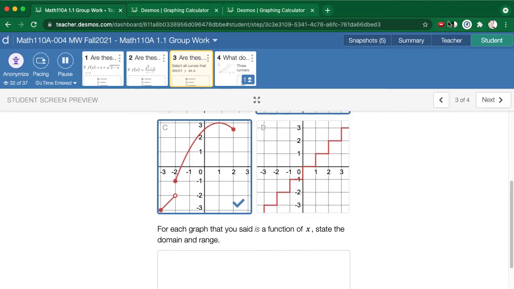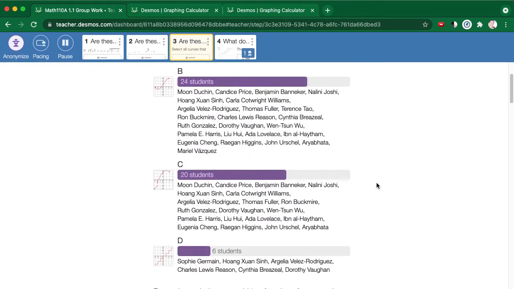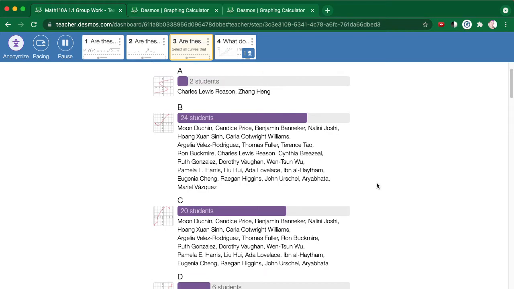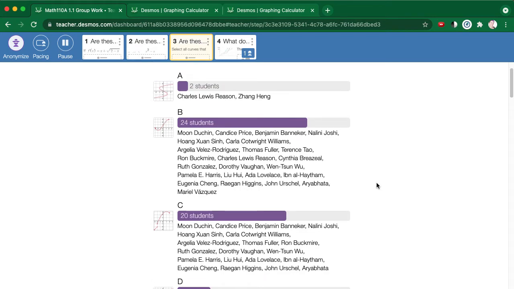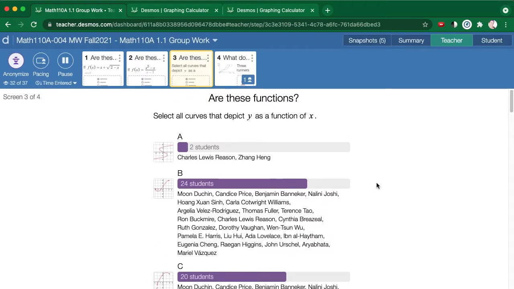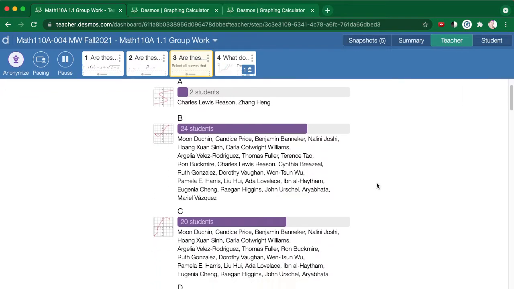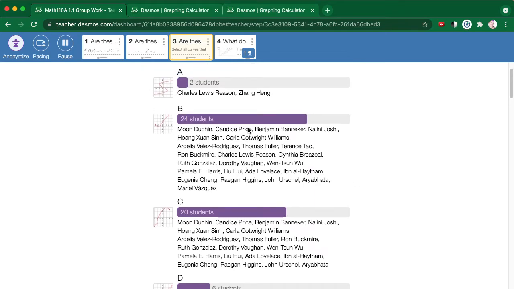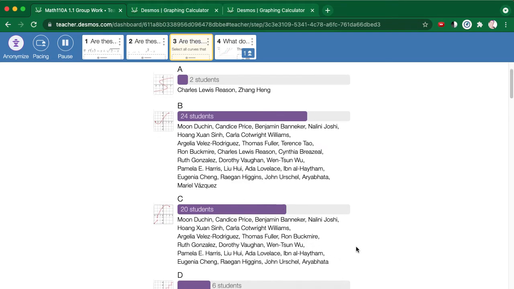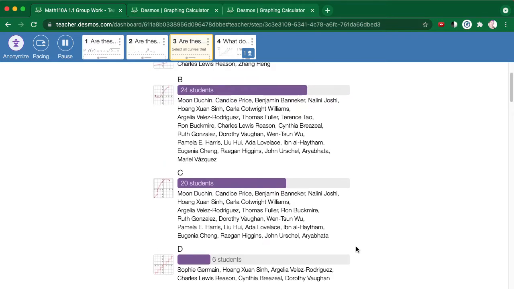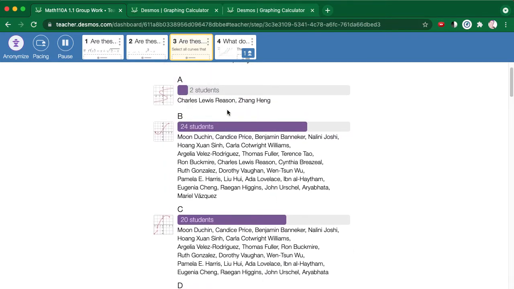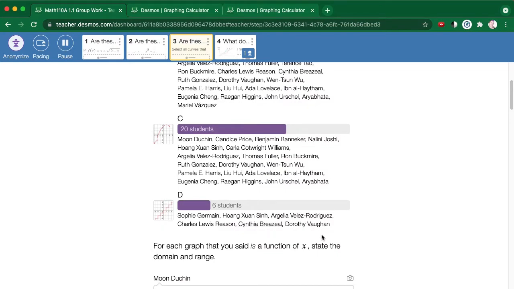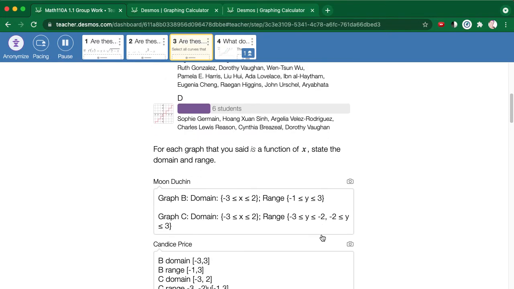Okay, so let's actually look at some responses. It looks like there were 32 students in here. Most students got that B is a function. Most students got that C is a function. Fewer, though. It looks like that little breaking point got to a few people. And a couple students said A is, and a couple students said D is. So it might be worth taking a little bit of time to review that.